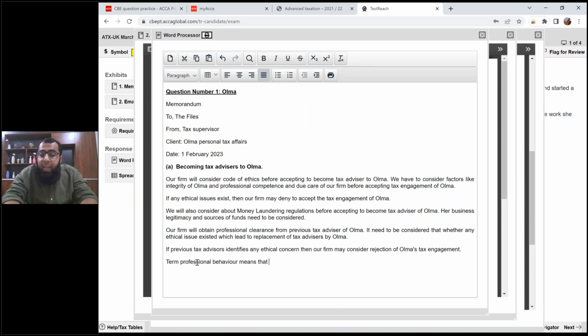Okay, the term professional behavior means that a member of a professional body should always comply with laws and regulations and should make sure that he is not involved in any activity which can discredit his profession.